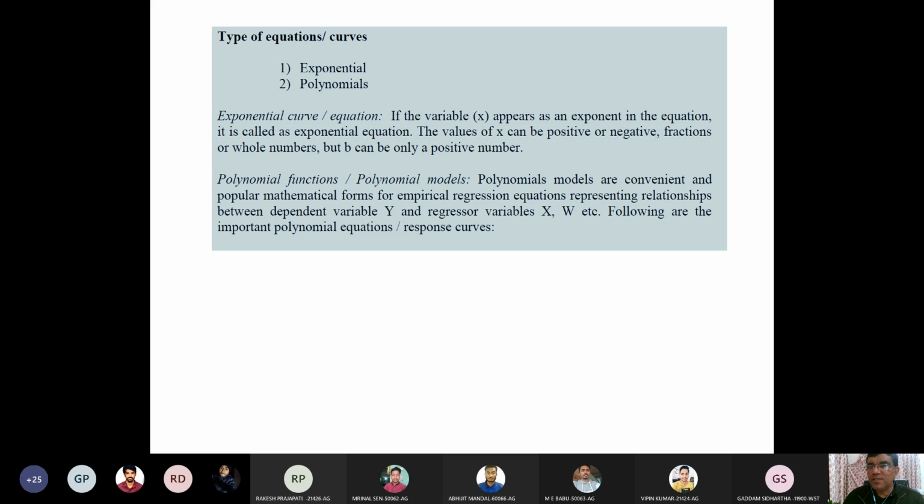Polynomial models are convenient and popular mathematical forms for empirical regression equations, representing the relationship between the dependent variable y and the regressor variable x or w. These are independent variables, and following are the important polynomial equations. Polynomial means where your variable has a numerical power, 1, 2, 3, 4, 5, 6, 7. Such equations are polynomial equations, polynomial functions, or polynomial models.